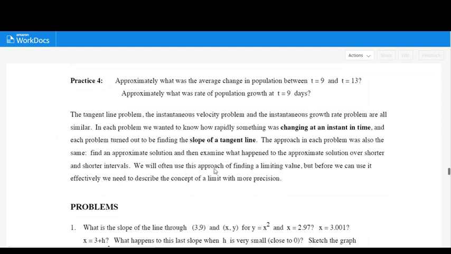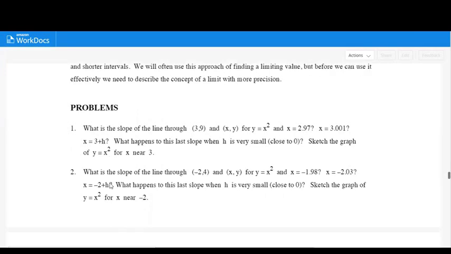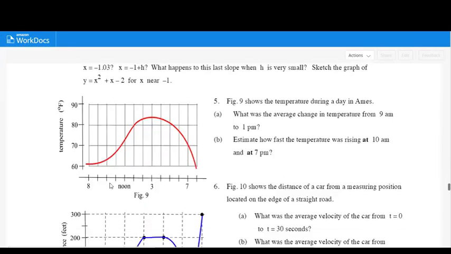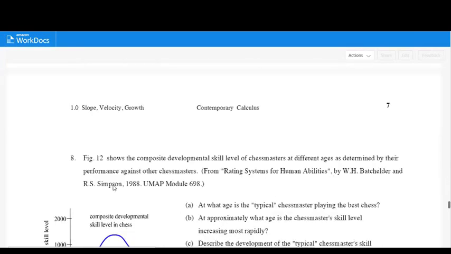So we will often use this approach of finding a limiting value, but before we can use it effectively, we need to describe the concept of a limit with more precision. So kumbaga yung mga na-learn natin today, that's the concept of limit. So kumbaga kung saan siya approaching ang mga answers, anong number siya approaching. Yan. So now we have here some of the problems and then some of the practice problems. Yan.